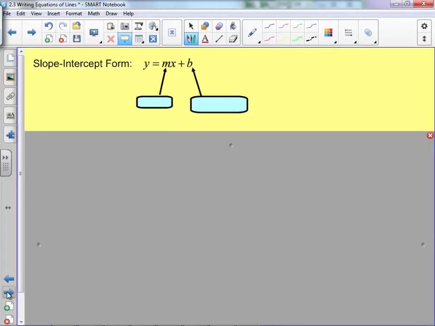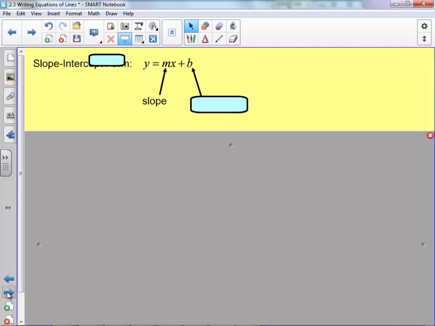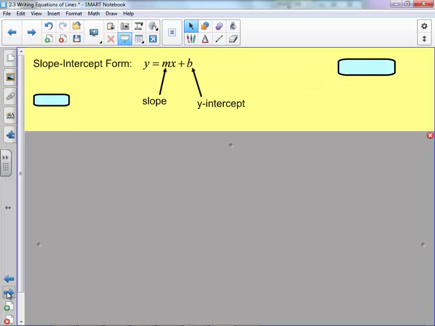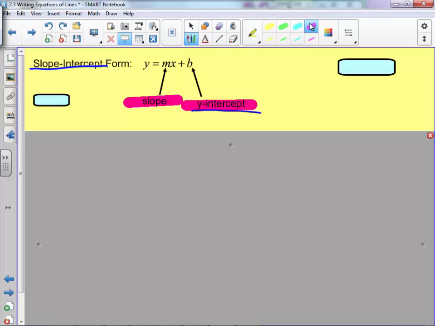Now we're going to move on to the other main form we're going to use, which is slope-intercept form. Your m is still your slope. However, your b is your y-intercept. Notice it's called slope-intercept. That's because we need our slope and our y-intercept.